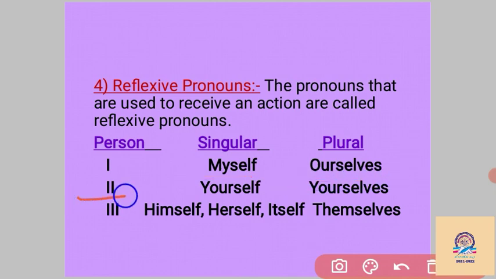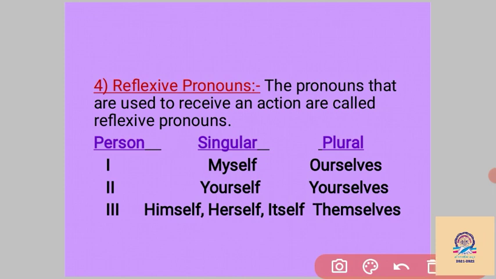Then the second person: the listener is the second person. For the second person, we have to use yourself for the singular, and yourselves for the plural. Here self changes into ves in the plural. Suppose we want to talk about one student, that is yourself, and if we are talking about more than one student, we have to use yourselves.